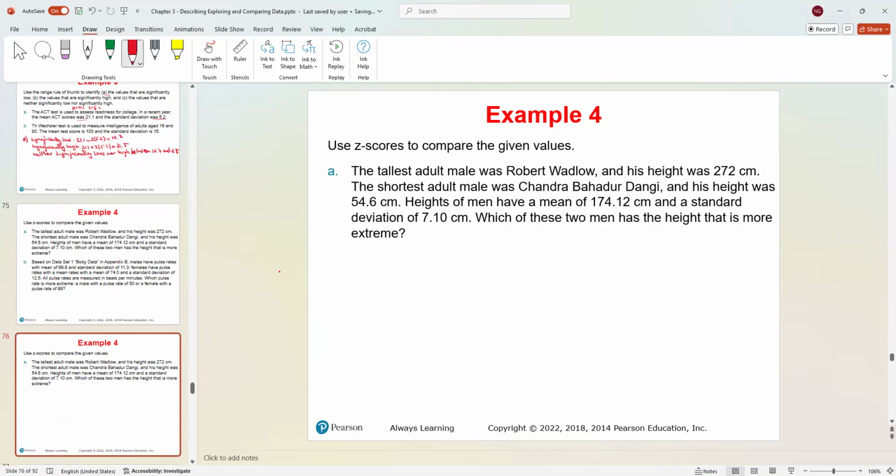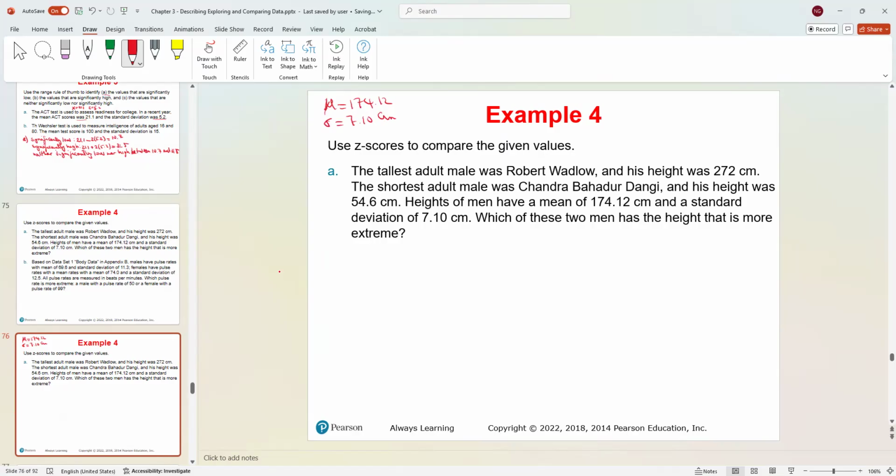Heights of men have a mean. We can consider it as mu: mu is 174.12. That's the average, right? And a standard deviation, we're going to call it sigma. It's not a sample, we're not talking about a sample here. It's 7.10, the deviation away from the mean. Which of these two men has the height that is more extreme?